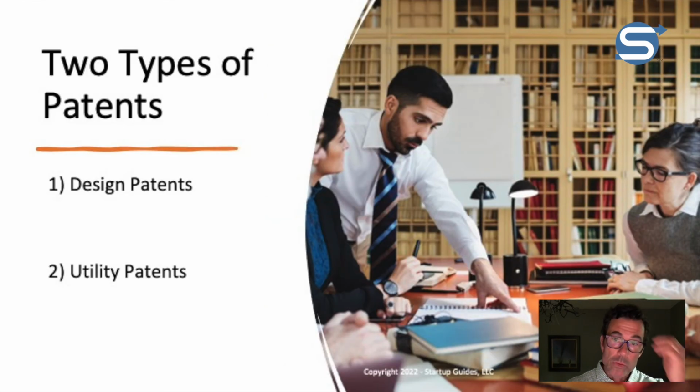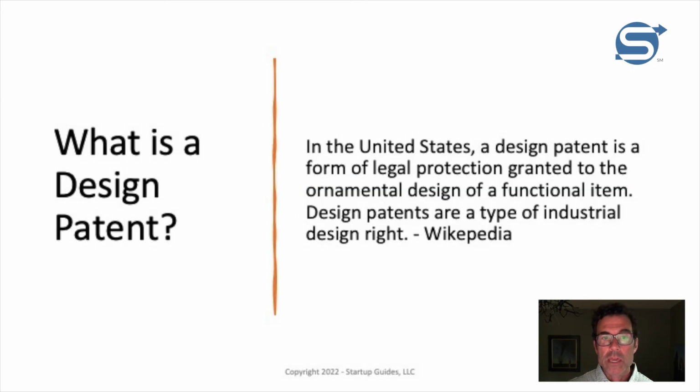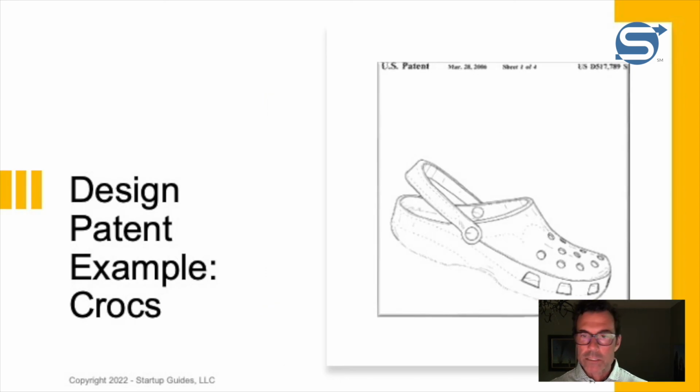Let's talk, I alluded to this a little bit, about the types of patents that you can have. There are two types, design patents and utility patents. A design patent is really getting towards what we call ornamental design of a functional item, right? It's industrial design. An example would be, here on the slide you can see Crocs, right? So the design and the look of the Croc, that can be subject to what's called a design patent.